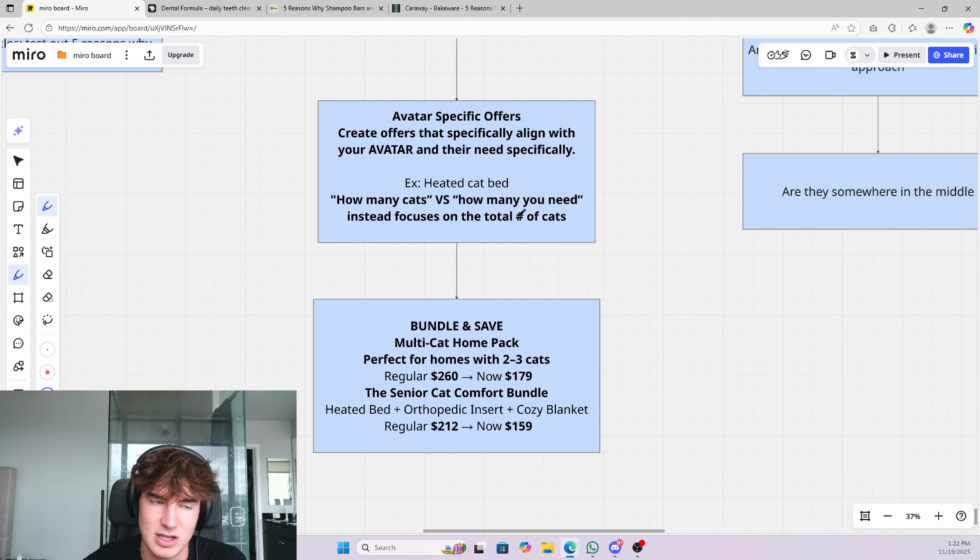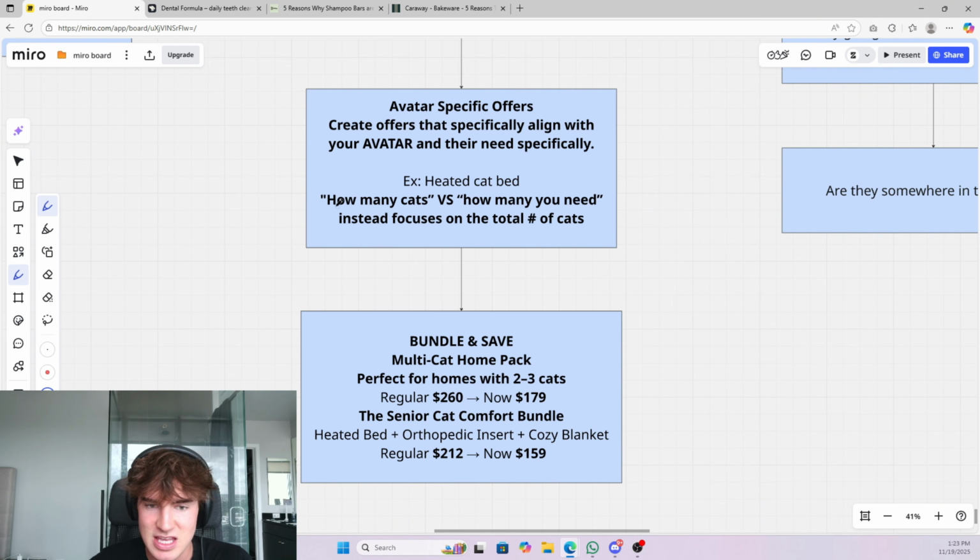Instead of focusing on exactly how many they need, which will cause them to be overwhelmed and think, oh, that's going to be expensive if I have to get this many. Make them think about how many cats they have and, all right, I want to make sure that each one of my cats has one and that they're going to be comfortable with it. Just flipping their mindset and making them think about exactly who they're buying it for.